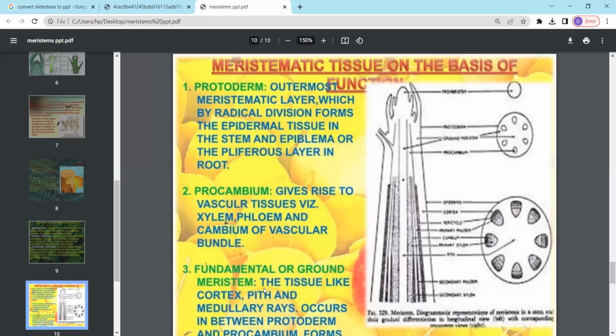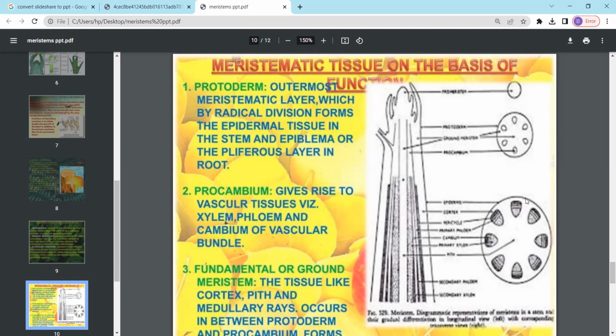So the region between the outer epidermis and the vascular bundles, the remaining part, is called the ground meristem. The tissues like cortex, pith, and medullary rays are developed from this fundamental or ground meristem, which occurs in between the protoderm and the procambium.